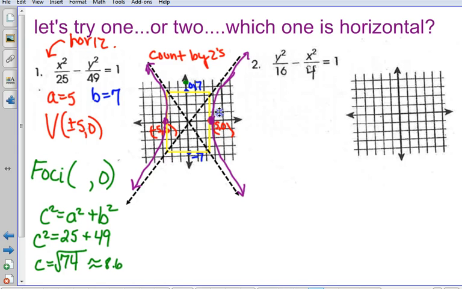Awesome. So 7, 8, 8.6, whoa, no, wrong axis. Going this way, 5, 6, 7, 8.6 would be in here somewhere. It's (square root of 74, 0). And over here, 5, 6, 7, 8, 8.6 would be over here somewhere at (negative square root of 74, 0). Okay, those are the foci.